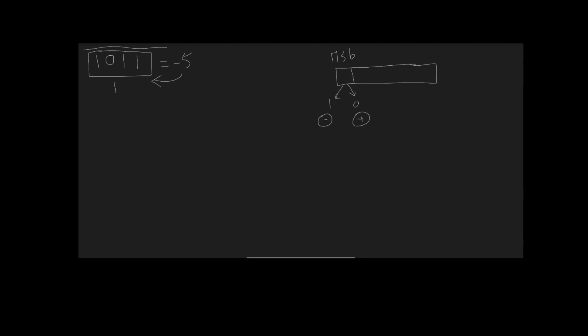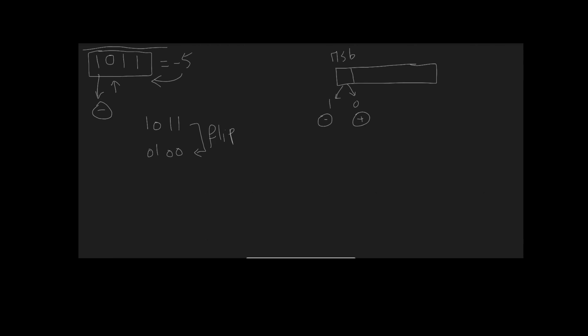Looking at 1011, we reserve the most significant bit 1 for the sign. Since this is 1, we know it's a negative number. Now let's find the next step. We take 1011 and we want to find the decimal number of 1011. The first step, we flip all bits. So 1011 becomes 0100.